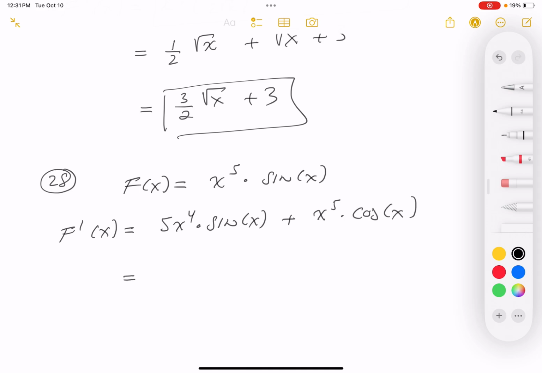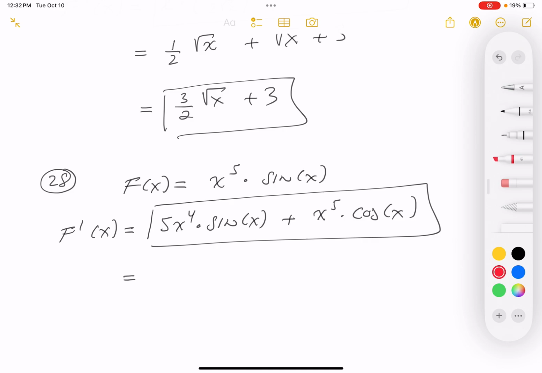Let's clean it up a little bit. Actually, there's nothing to clean up right over here. Let's just take a look at the key. The order in which you do the product rule doesn't matter because addition is commutative. So am I seeing what I'm supposed to see? Let's take a look. I'm seeing 5x^4 sine x. That's the second term. I'm seeing x^5 cosine x. Things are looking good. Let's go to problem number 29.